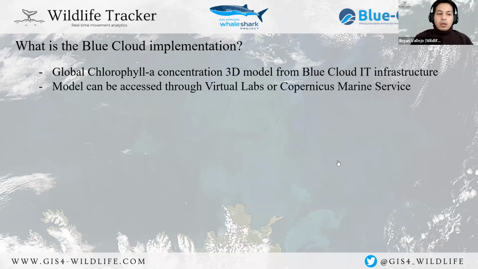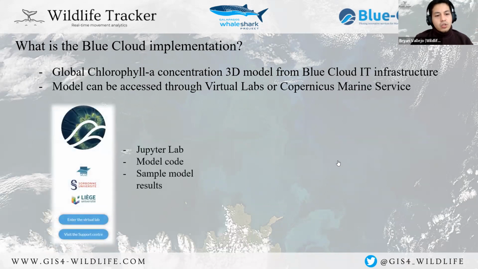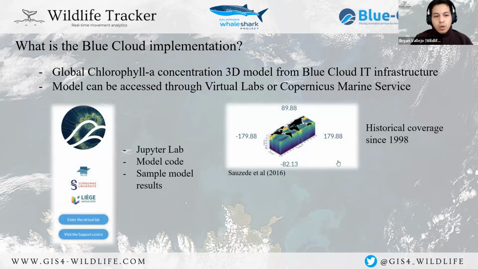Then we worked on the idea to implement Blue Cloud. What we did was implement the global chlorophyll concentration 3D model from Blue Cloud. And we found out that this dataset can also be accessed through the Copernicus Marine Service. So once we had this option, not only to use it in the virtual lab as a static dataset, we also implemented it as an API connection. So we managed to use it in different ways.